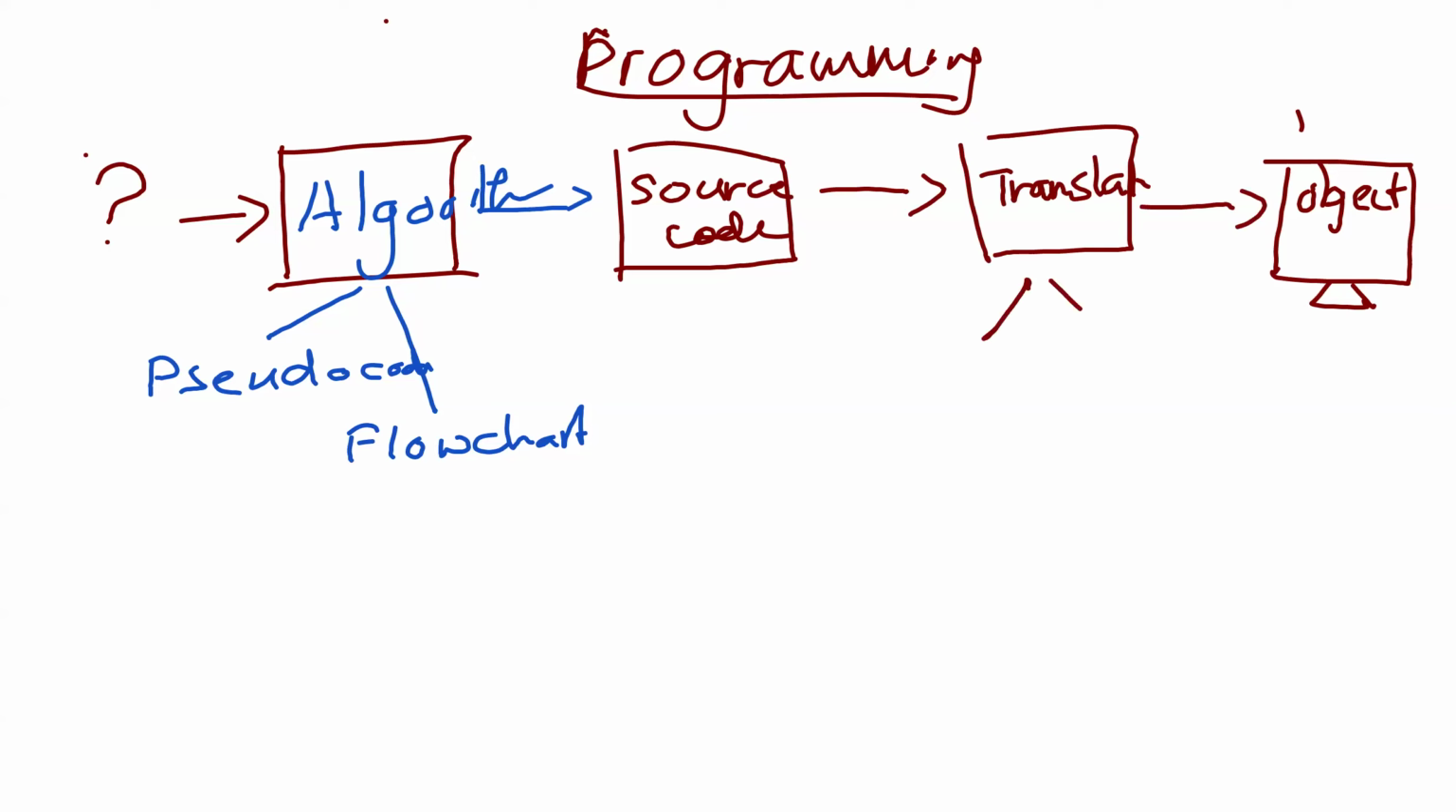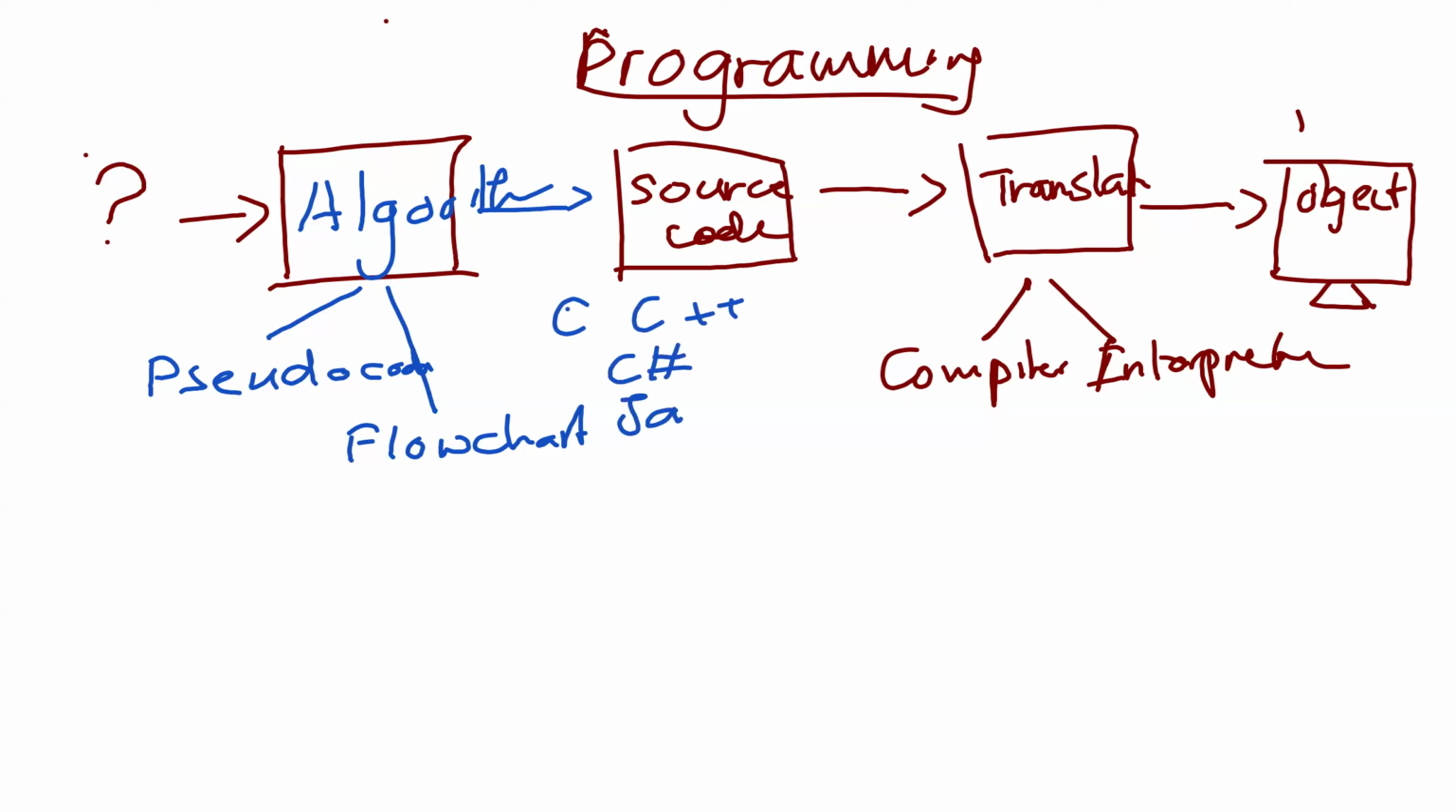Translator, there are two types of translators. What? Compiler and interpreter. Compiler and interpreter. Right. This is the normal concept regarding this programming lesson. And here, source code we can write using a suitable programming language. It can be C, it can be C++, or C sharp, Java, right? Like that we can have a suitable programming language.